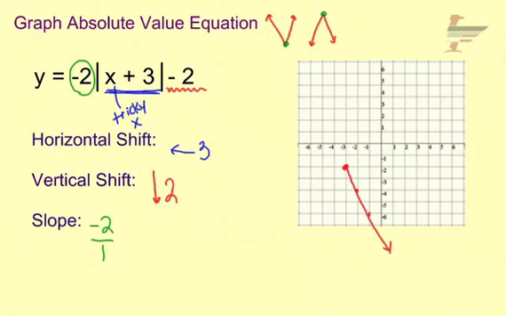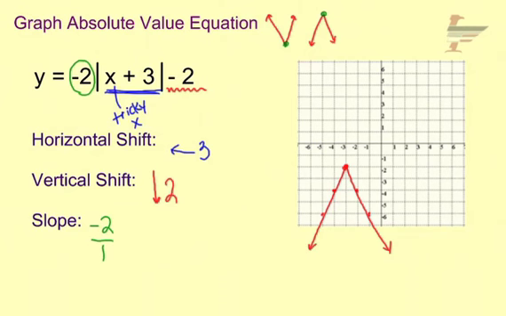Now to get the left side of our V, we're just going to do the opposite of that. And by opposite I mean we're still going to go down 2, but now we're going to go to the left 1. Down 2, to the left 1. And this gives us the left side of our V.